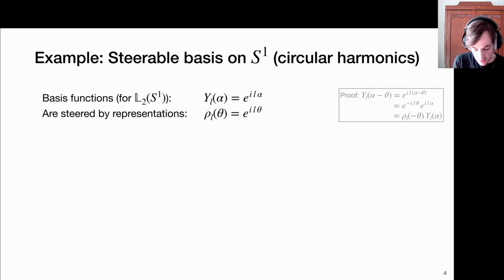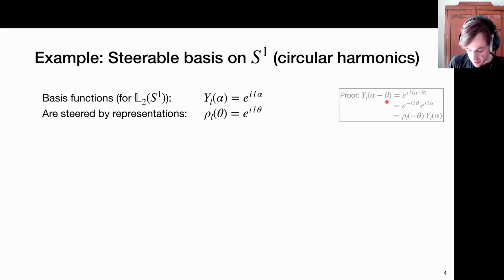Now we're considering functions on the ring, and we can expand them in complex exponentials. These functions are steered via representations that have actually the same form. This is of course not a coincidence, because we know that multiplication of these representations can be described with a single representation with a shift in its argument.